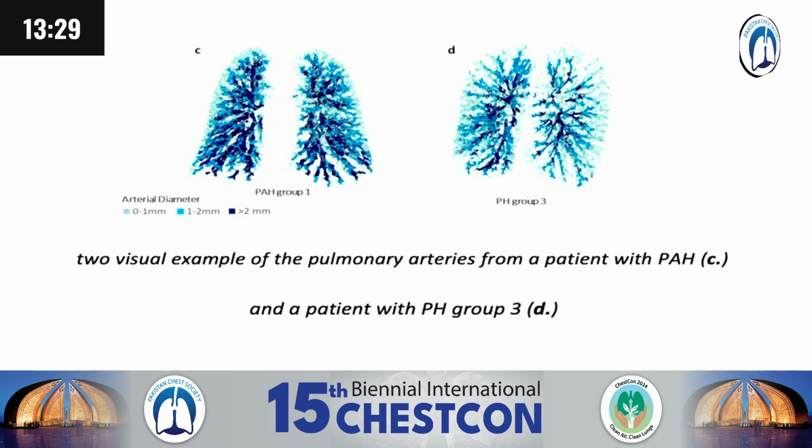In figure C, you can see the pulmonary arterial hypertension, and here the arterial diameters range from 1 millimeter to more than 2 millimeters, as compared to the group 3. So just with the help of non-contrast CT, AI was able to detect pulmonary arterial hypertension.